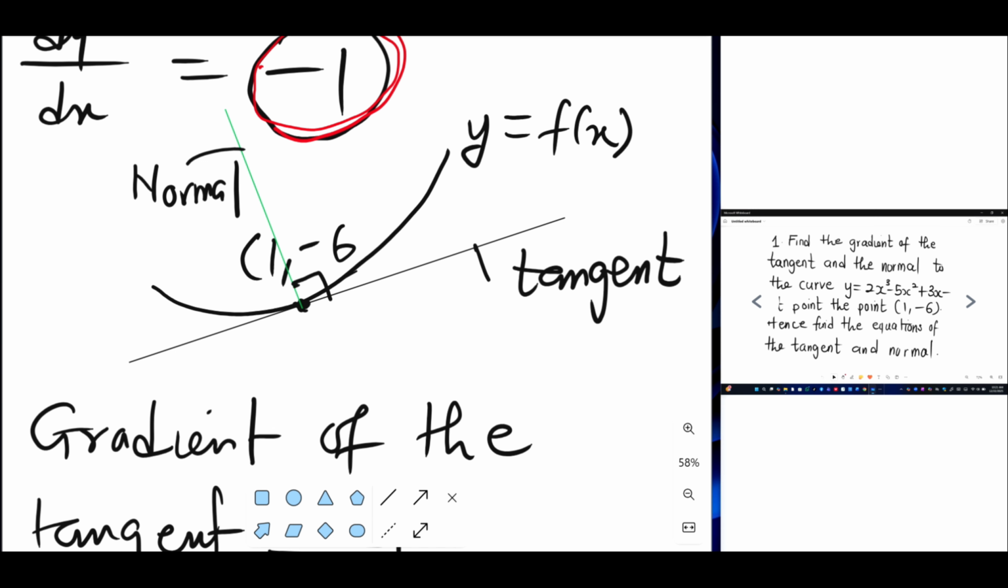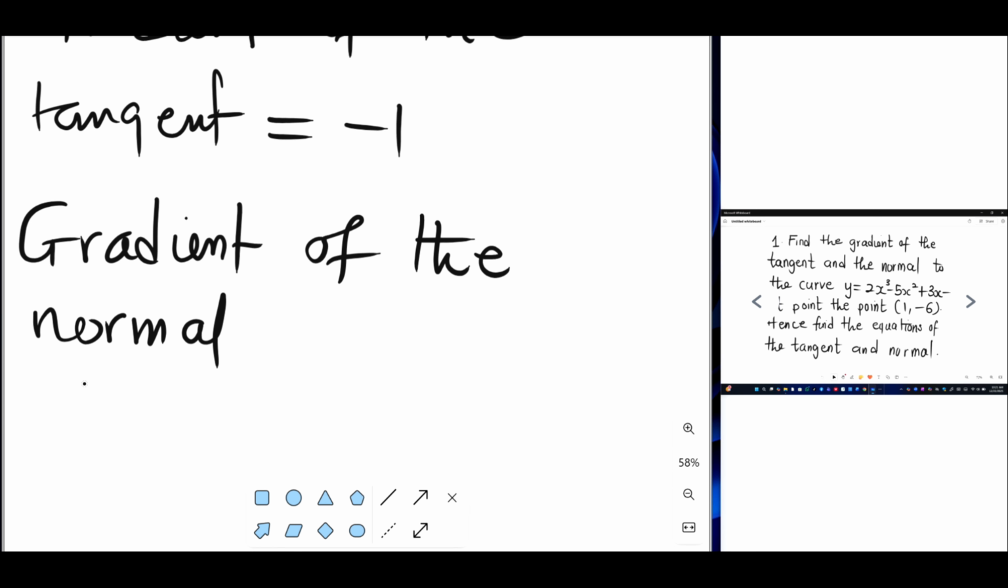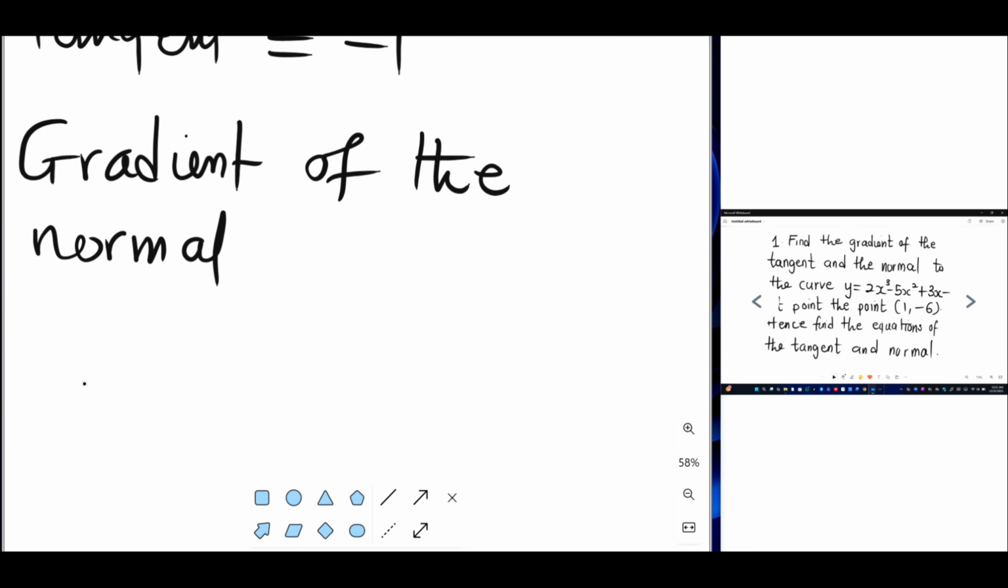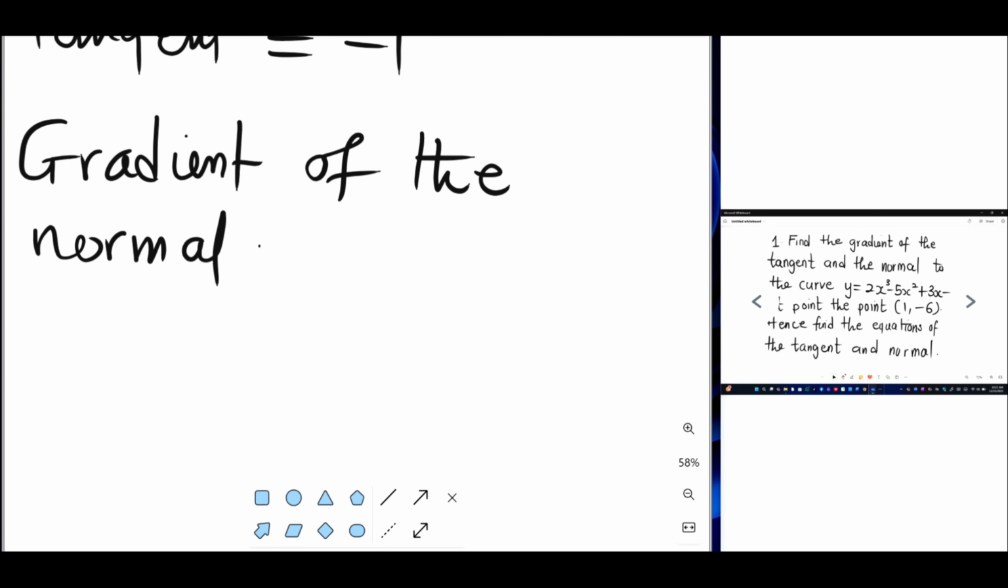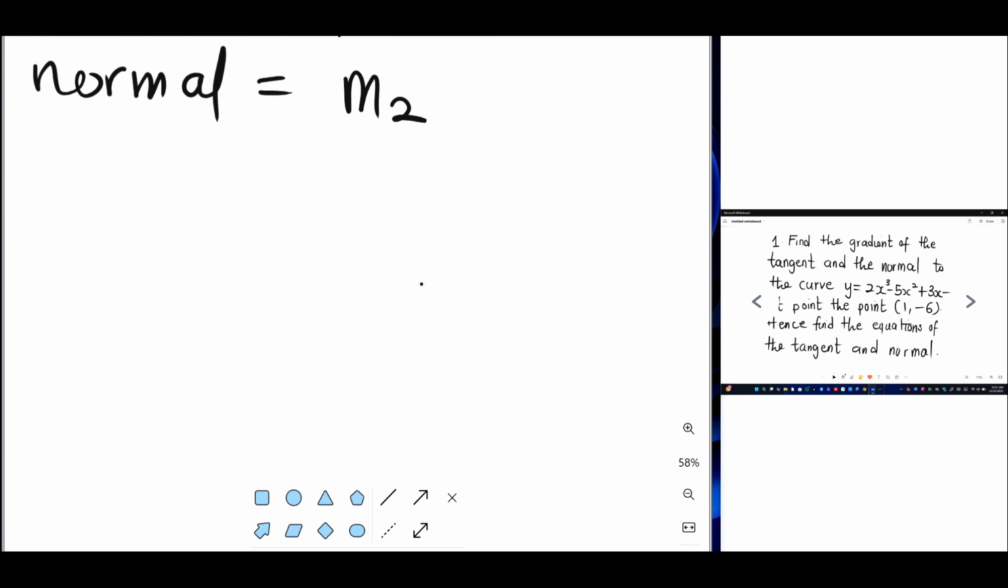So here will be 90. So the angle between the normal and the tangent is always 90. All right. So if two lines are perpendicular, the product of the gradients of the two lines must be equal to -1. So we can let the gradient of the normal be equal to m2. All right. So it's going to be m2 times the gradient of the tangent, which we can name m1, will be equal to -1.